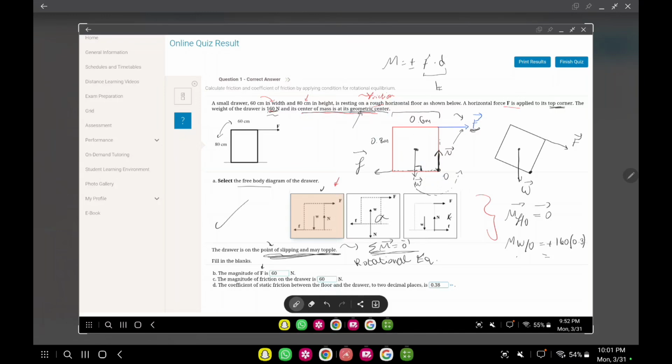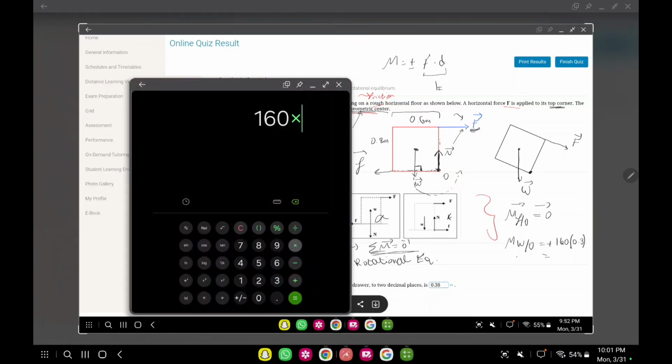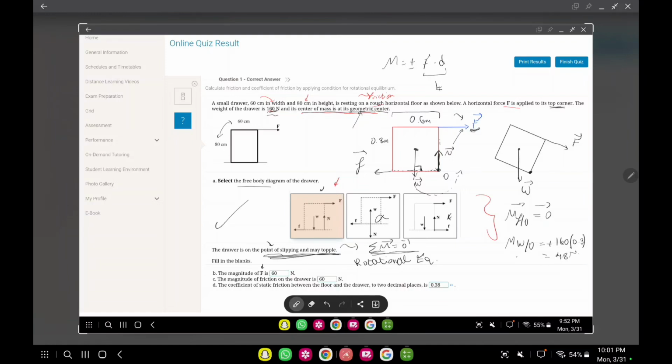They told us it's the center. Anyways, this is going to be 160 times 0.3, which is 48 newton meters. Let's take a look at the moment of the normal around O. Obviously, it's going to be 0 because its line of action intersects the point of rotation, the center of rotation.